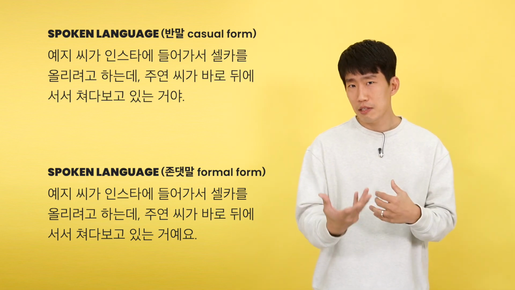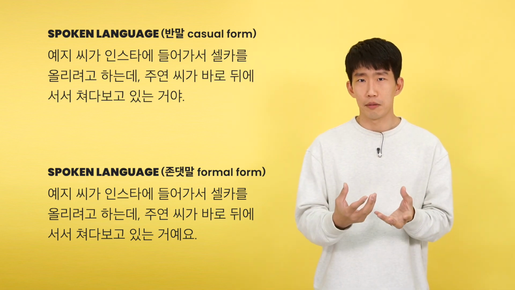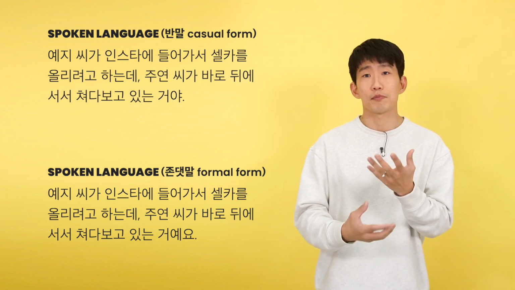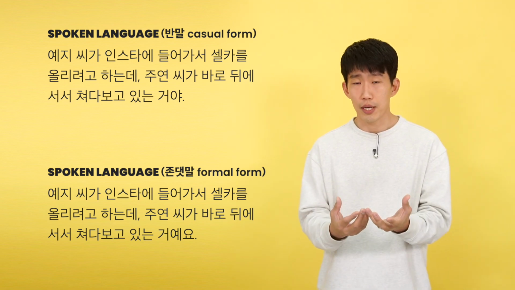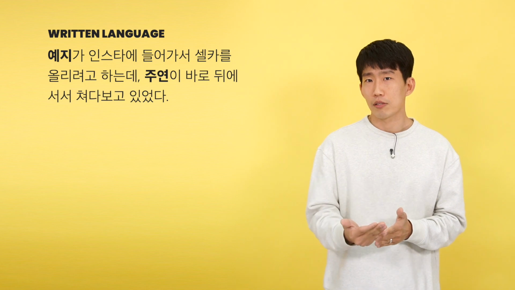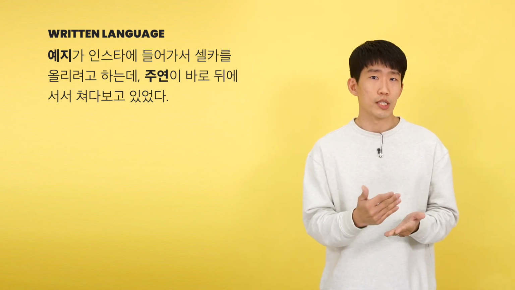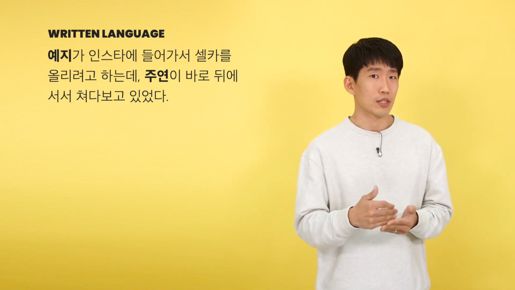Now, you will say these things in spoken Korean and also write them in maybe text messages to a friend because text messages are very casual in general, right? And now let's change it into a sentence you would see in a novel. First of all, you wouldn't say 예지 씨 or 주연 씨 in a novel when it's a third person whose actions you are describing as a narrator. You just use the names alone like 예지 or 주연. So you can write something like this. 예지가 인스타에 들어가서 셀카를 올리려고 하는데 주연이 바로 뒤에 서서 쳐다보고 있었다.